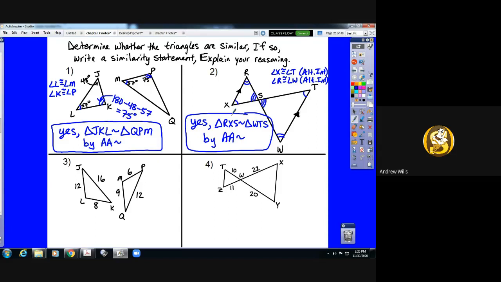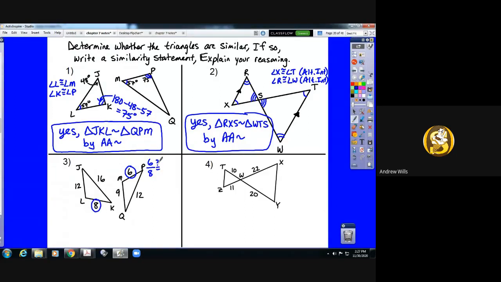So if we look at number 3, we should see that we know information about every side in the entire picture. We know all 3 sides of both triangles, which means we should check the side, side, side similarity postulate. We should check to see if all 3 sets of sides are proportional. Now, the hard part is getting them matched up correctly. But I'll point out that it's as simple as smallest over smallest equals middle over middle equals biggest over biggest. So the smallest side in this triangle is 6. Smallest side in this triangle is 8. So we'd say 6 over 8.